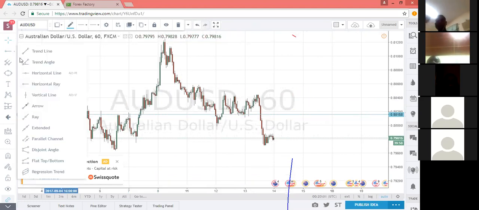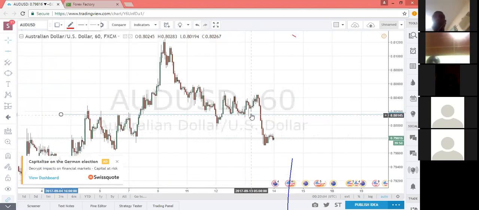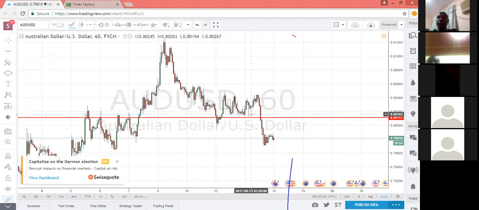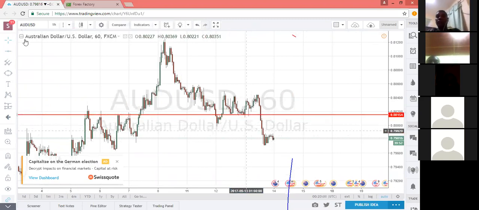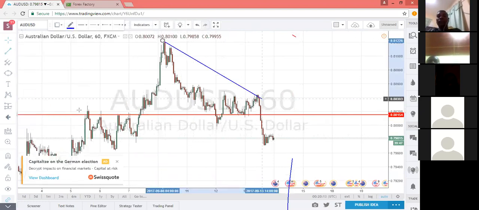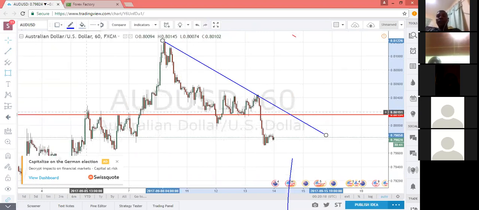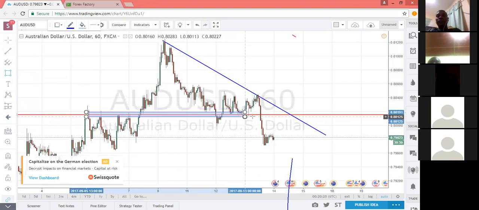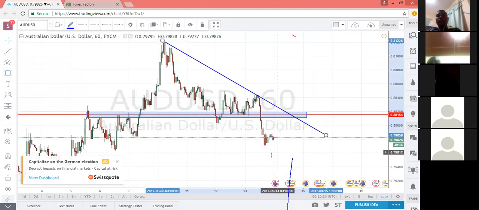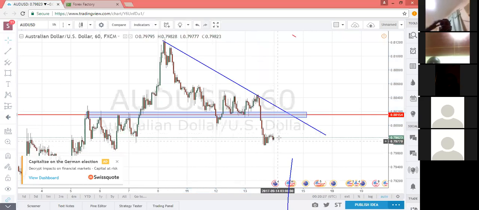Let me see, insert horizontal line. Find your resistance. Already identify the trend. Downtrending market. I have seen a zone here where price has respected many times in the past. Once I see that pullback into the zone, then I'm going to be looking for a nice strong sell.